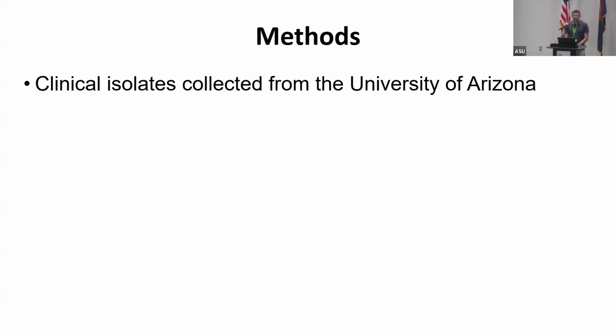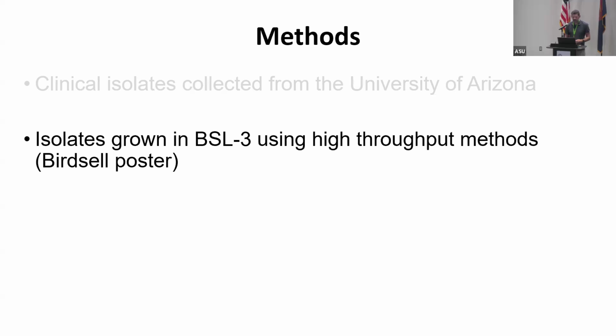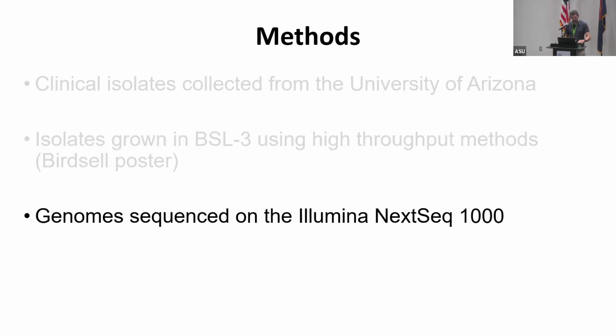And so just brief methods here. We obtained de-identified clinical isolates from the University of Arizona. As I said, we have about 700 isolates. We grew them in BSL-3 conditions using these high throughput methods. And if you're interested more in that, Don Birdsell had a poster that talks about these methods that we developed to really process a large number of samples within the BSL-3.